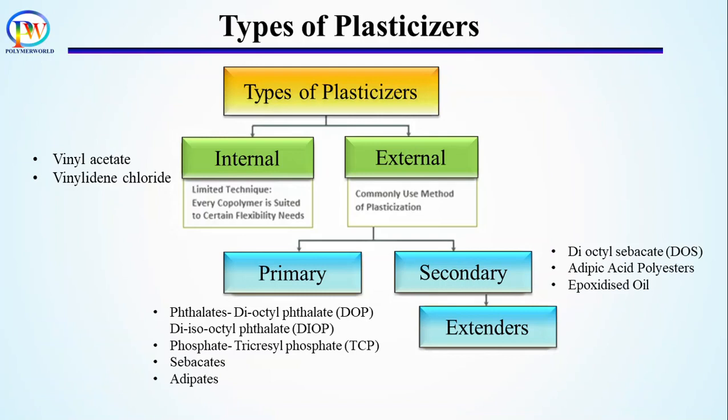Extenders are a subset of secondary plasticizers. They are commonly employed with primary plasticizers to reduce cost in general purpose flexible PVC. They are mostly low cost oils having limited compatibility in PVC. They are added to reduce cost and in some cases to improve fire resistance. Examples of extenders include naphthenic hydrocarbon, aliphatic hydrocarbon, chlorinated paraffins and others.